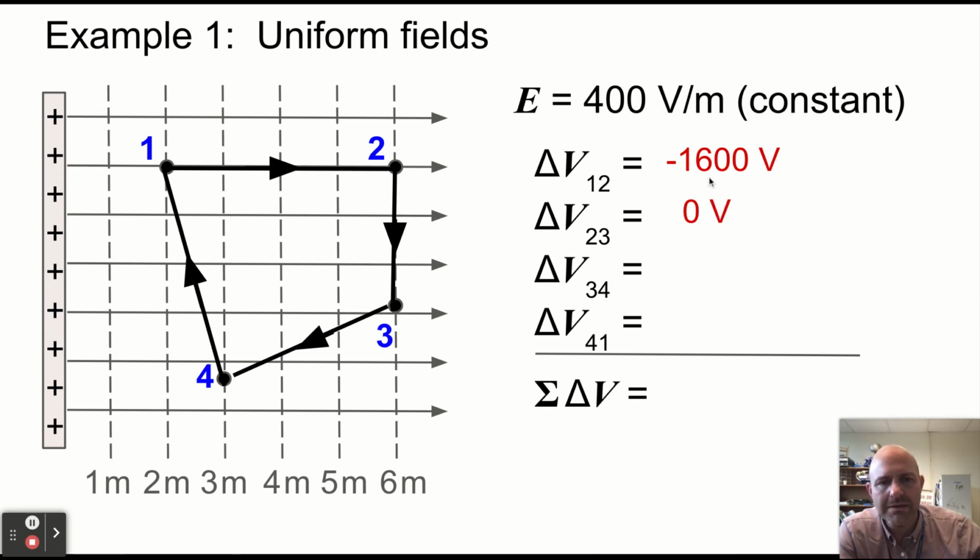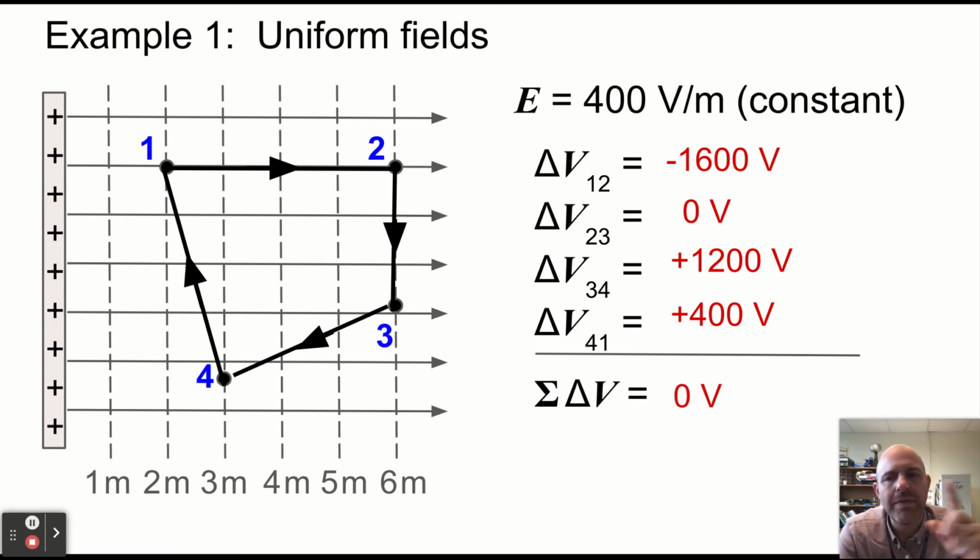From 2 to 3, it's 0 volts because we're going along a line of equipotential, right? From 3 to 4, we go uphill, 1200 volts. The stuff that goes perpendicular to the electric field is not going to require any work. You're not going to be doing work to push against it. So there's no change in potential energy per unit charge. And then going from 4 to 1, we're going uphill again, 400. And so the total change going around that loop back to the original point is 0 volts, which it should be, right?